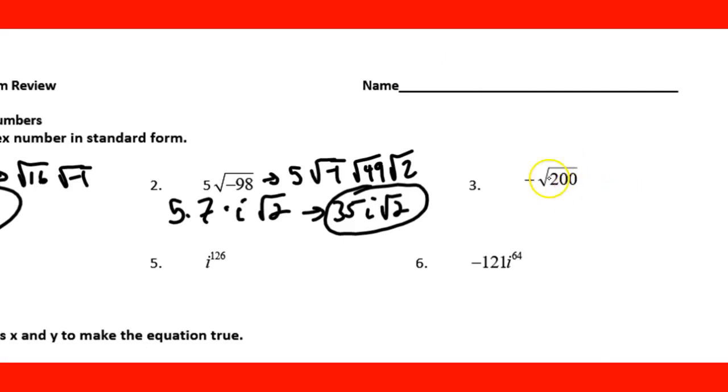Alright, for this one, the negative's outside the radical, so we just need to factor or simplify it. So you have the negative outside, and you have 100 times 2. The square root of 100 is 10, and the square root of 2 stays. So there we go right there.